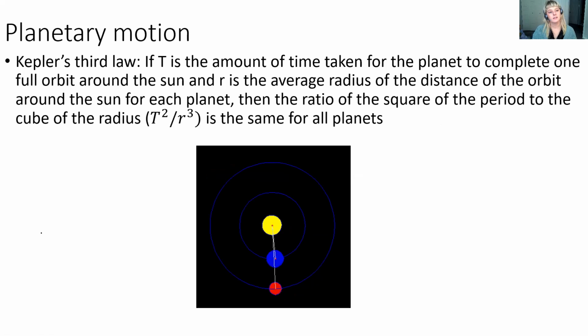The third law that Kepler discovered, I guess, is that if T is the time period taken for the planet to complete 1 full orbit around the sun, and R is the average radius of the distance of the orbit around the sun, then the ratio of the square of the period to the cube of the radius is the same for all planets. What is that saying?